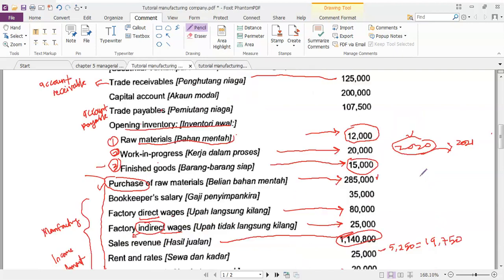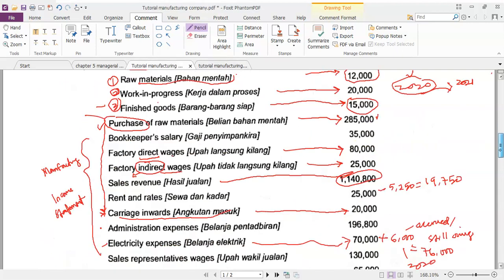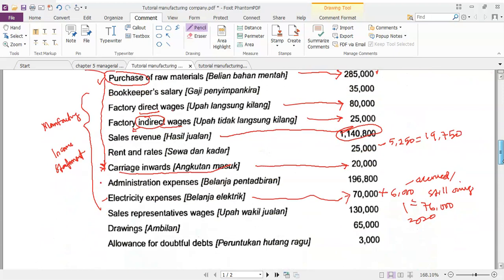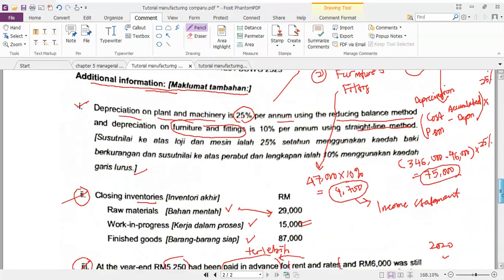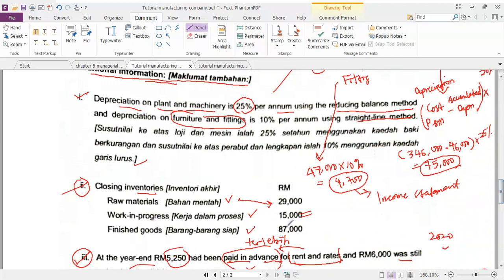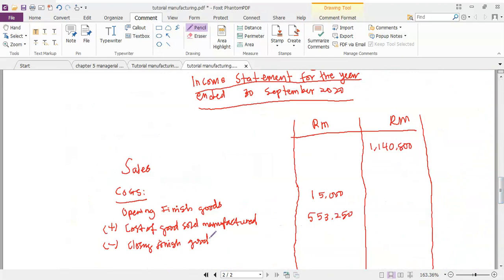Okay, closing stock finished good dekat mana? Additional information dekat bawah sekali. Ni. 87,000. Additional information untuk closing. 87 tu buat dalam kurungan. Okay. Because kita nak less kan.